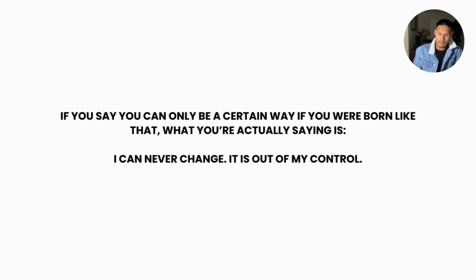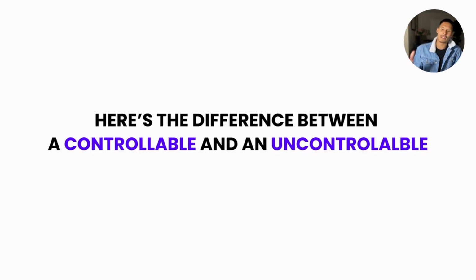Okay? So, if you say you can only be a certain way, if you were born like that, what you're actually saying is, I can never change. It is out of my control, which is not the case whatsoever, because you'd be surprised at how many things are in your control, and then you'd be surprised at what isn't out of your control. Sometimes we're trying to change the uncontrollable and we neglect the controllable. It's very strange. So here's the difference between a controllable and an uncontrollable.